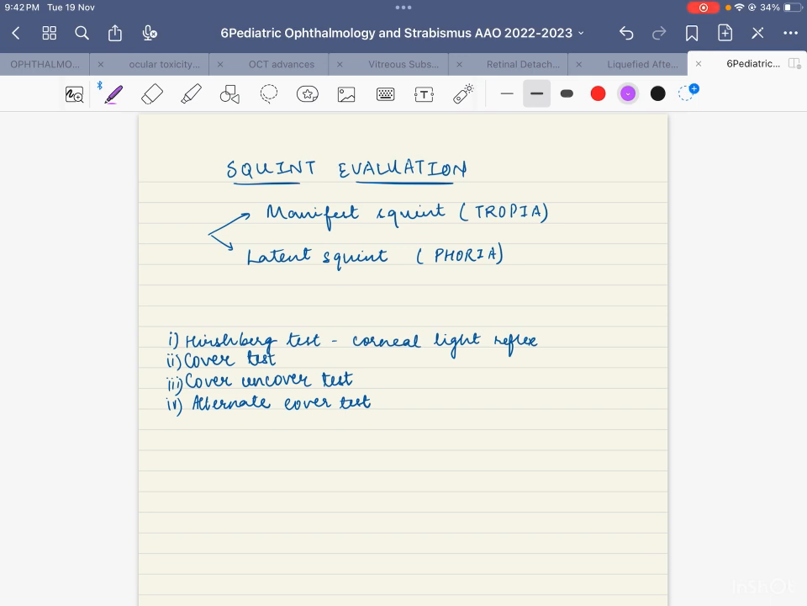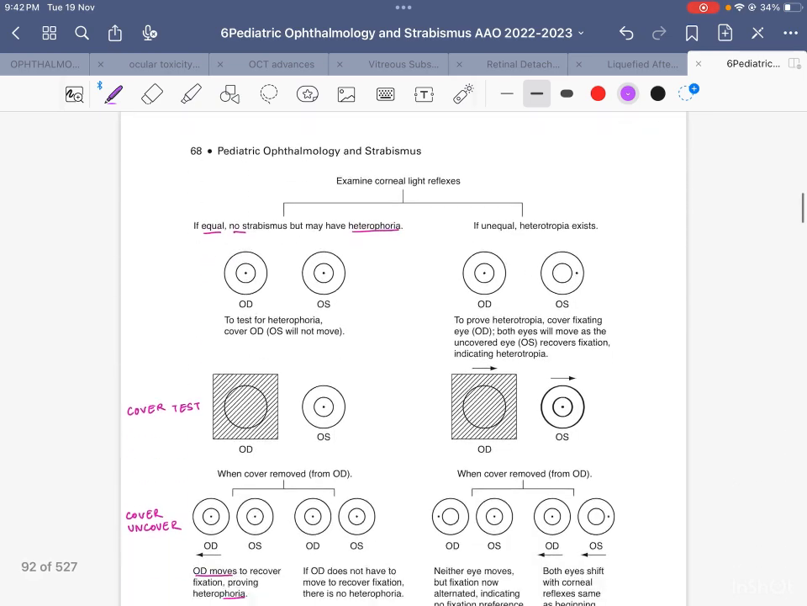To assess for squint evaluation, we'll be studying the four main tests today: the Hirschberg's test, also known as the corneal light reflex, the cover test, the cover uncover test, and the alternate cover test.